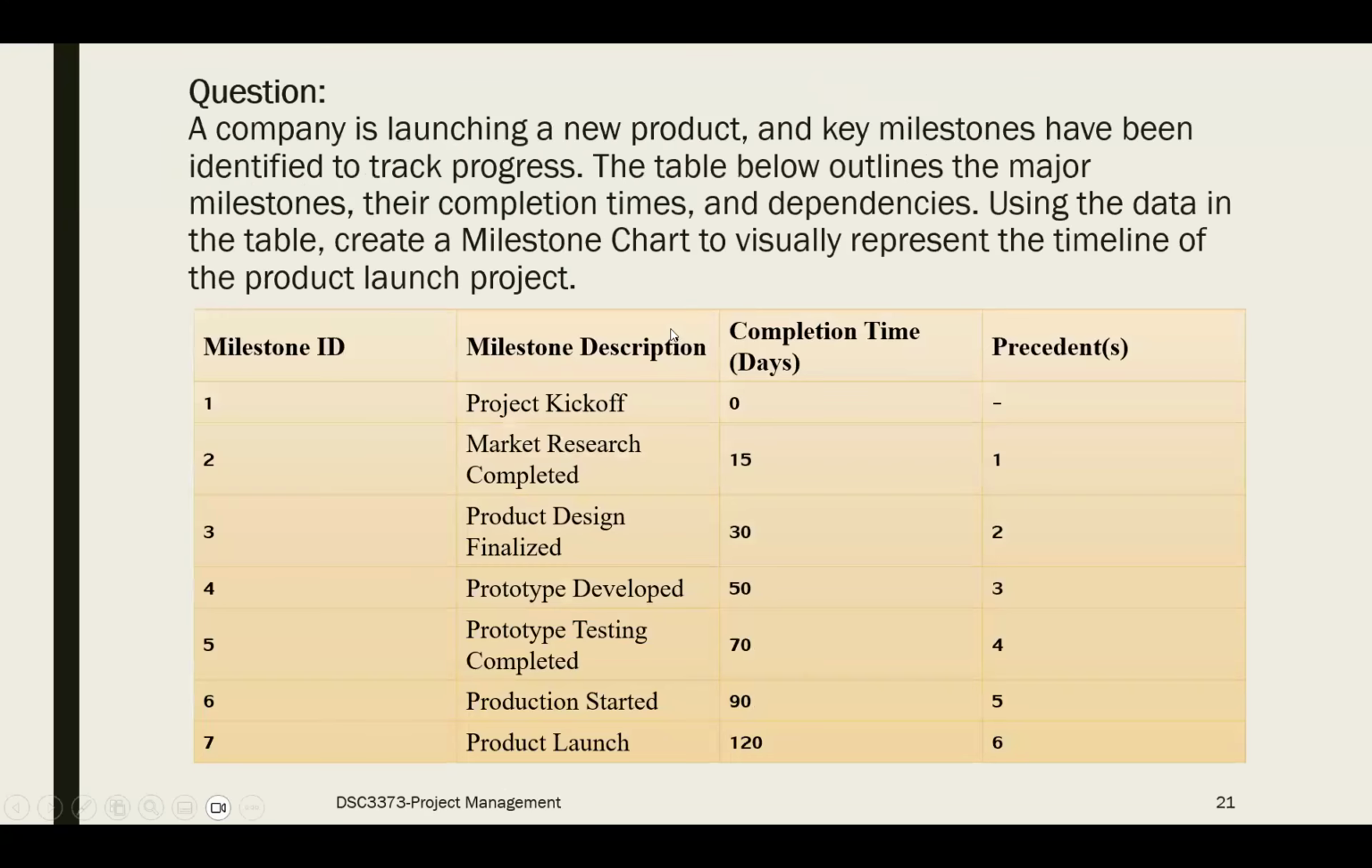Okay. So this is a small question for you to create. Here you have the milestone ID, the description, and the completion time, how long it takes to complete it. And then you have the precedence as well, right? Which activities need to be completed first. So based on this information, can you try and create the milestone chart to visually represent the timeline of the project?